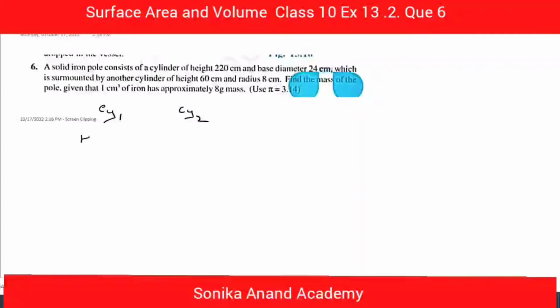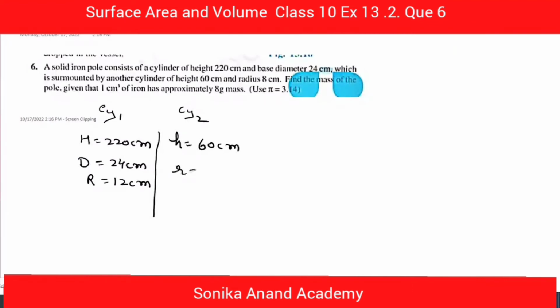100. Height is 220 centimeter and its diameter is 24 centimeter. So that means radius is 12 centimeter. Here in this case, height is 60 centimeter and radius is 8 centimeter. So this second cylinder is small in size. So the picture may be like this. This is the first cylinder and this is the second cylinder.